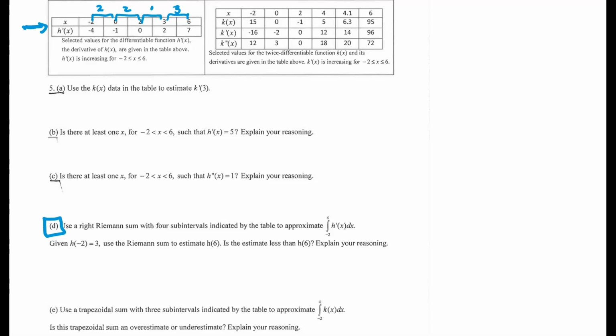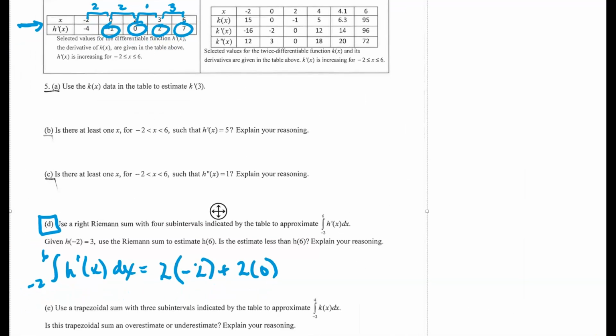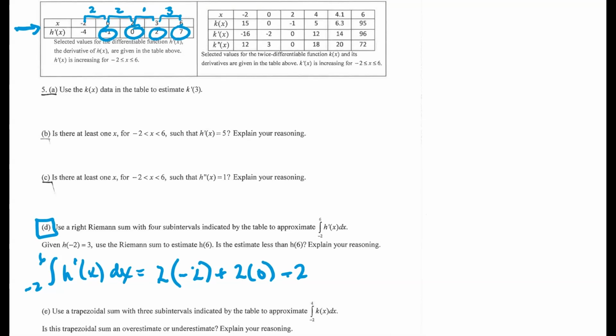So let's find out the integral from negative 2 to 6 of h prime of x dx is equal to 2 times, okay, we're using right, so there's the right hand side of the first one, the second one, the third one, and the fourth one. So negative 2 times negative 2 plus 2 times 0 plus 2 times 2. That's not 2 times 2, it's 1 times 2.